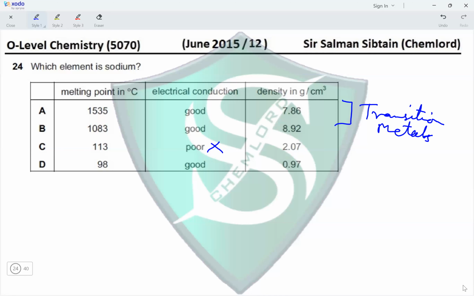In option D, the melting point is relatively low, which is true for sodium. It has good electrical conduction, which is true for sodium, and it has density lower than water. Water has a density of 1 gram per cm cube. Sodium's density is written as 0.97 because sodium floats on water when you add it to water. Therefore, the correct option for this question is option D.